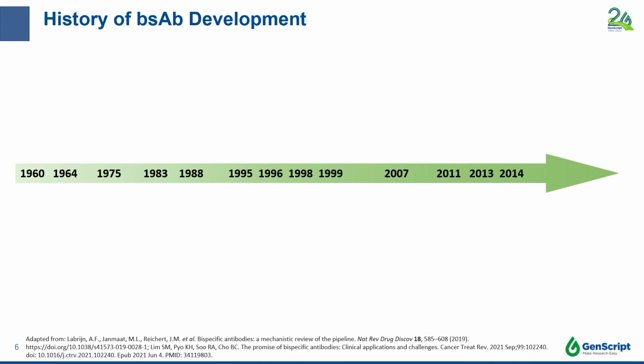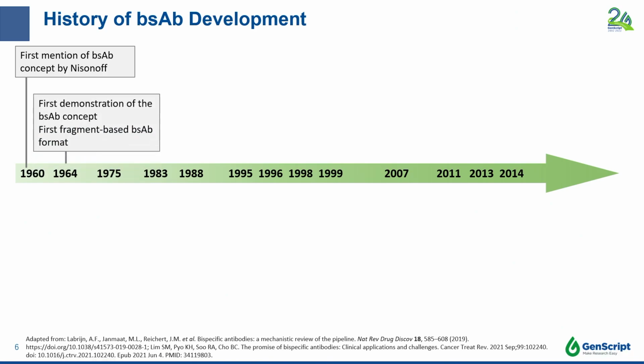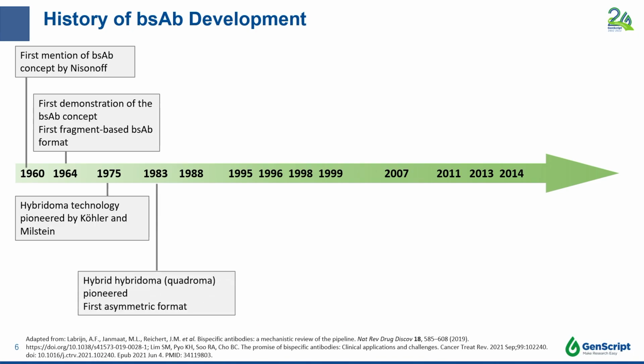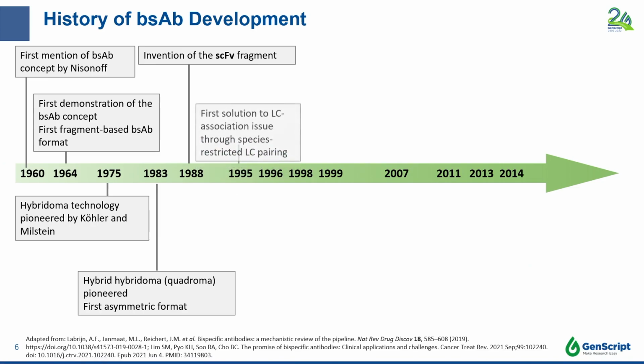In terms of the history of bispecific antibody development, the godfather was Nisonoff, who demonstrated the first bispecific antibody concept and also looked at the first fragment-based bispecific antibody format. Hybridoma technology was then pioneered by Kohler and Milstein in 1975, which enabled the production of these molecules. In 1983, the first asymmetric format was developed. In 1988, the scFv fragment was invented, followed by the first proposed solution to the light chain association issue through species-restricted light chain pairing.